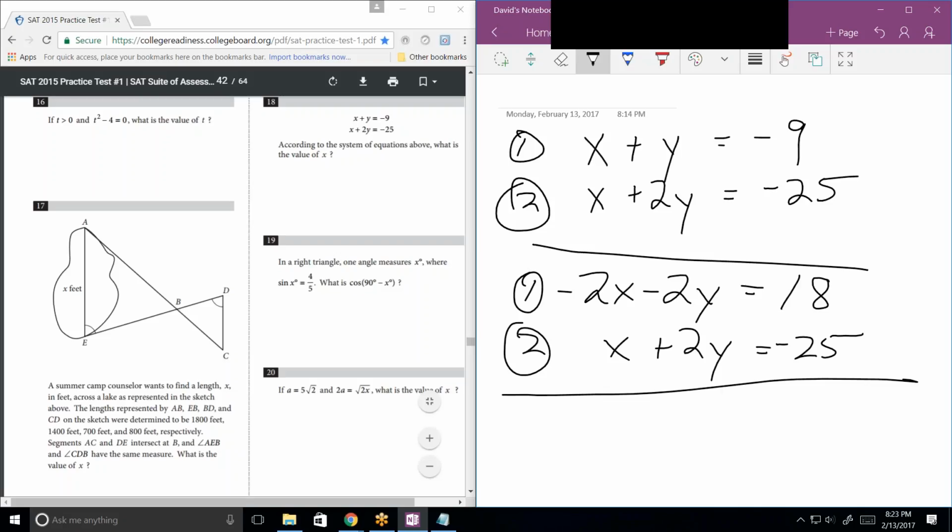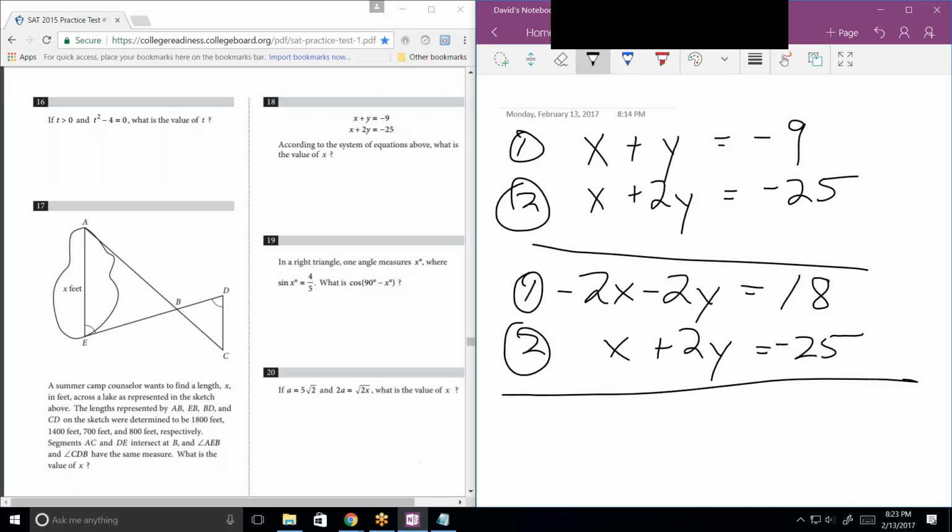Even though it required one extra step, the fact is that they're asking for x. Whereas the way I was going to do it, we would have solved for y first, then we would have had to go back in and solve for x. Whereas the way you're doing it, you're going to solve for x immediately.